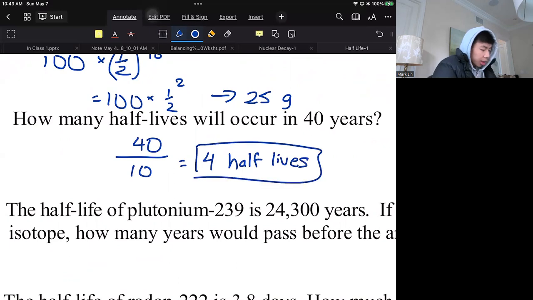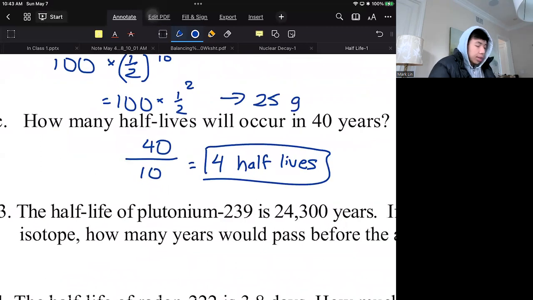Hopefully you guys are understanding this relatively well. After 10 years, that's one half-life. 20 years, that's two half-lives. 30 years is three half-lives. 40 years is four half-lives.